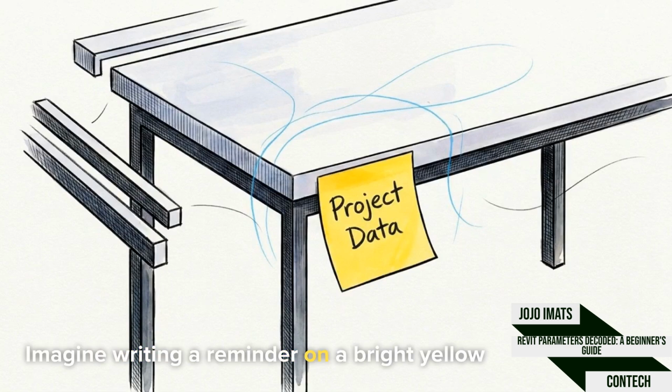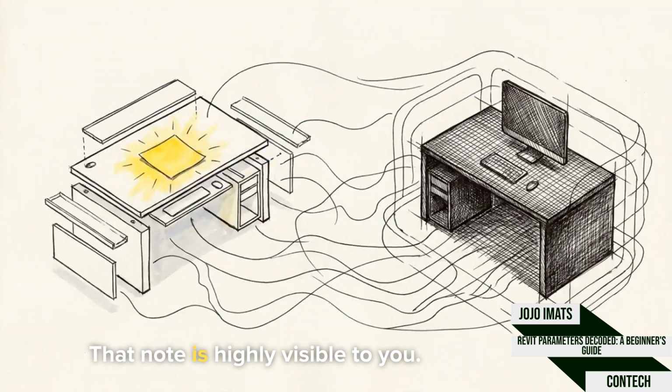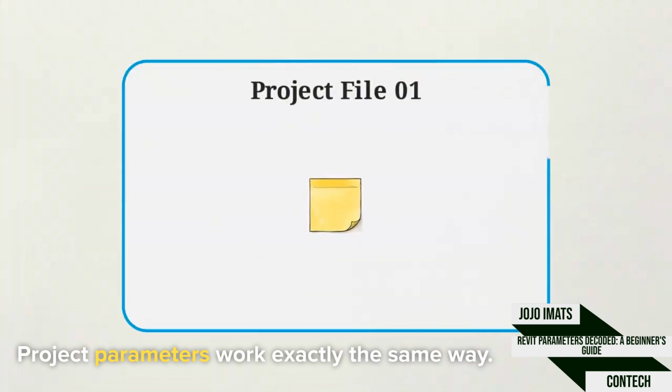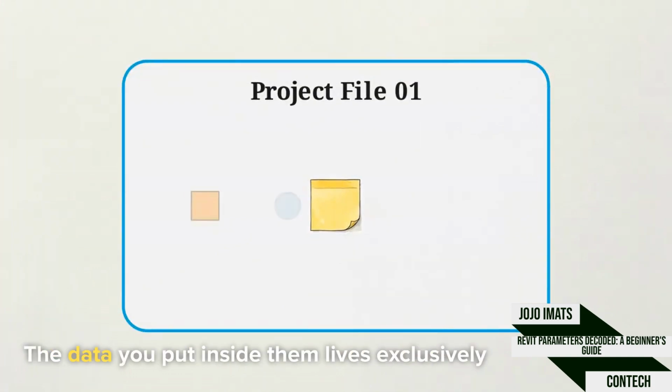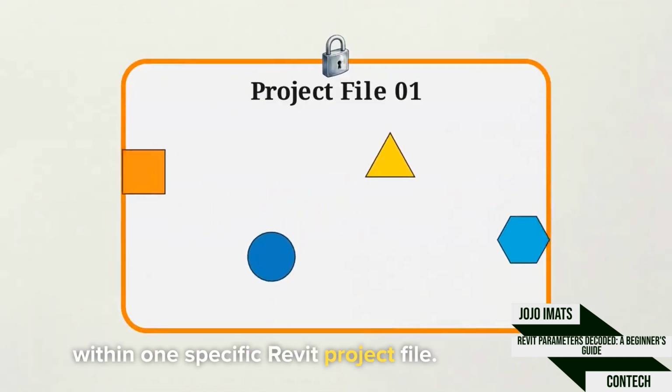Imagine writing a reminder on a bright yellow sticky note and slapping it onto your desk. That note is highly visible to you, but it is completely hidden from anyone working in another building. Project parameters work exactly the same way. The data you put inside them lives exclusively within one specific Revit project file.